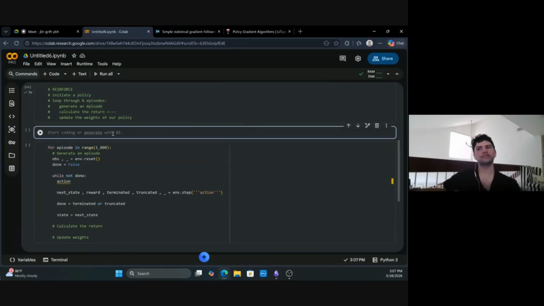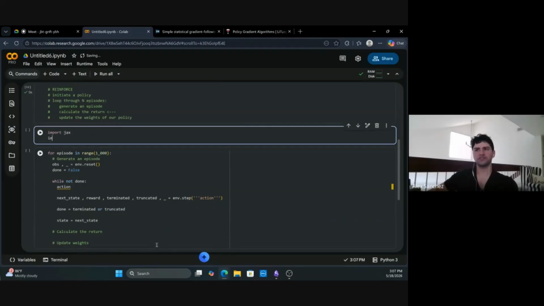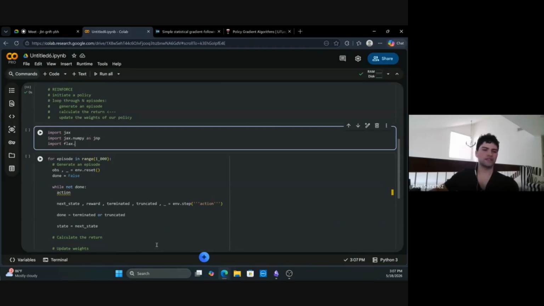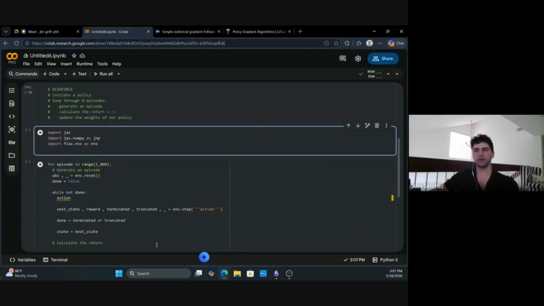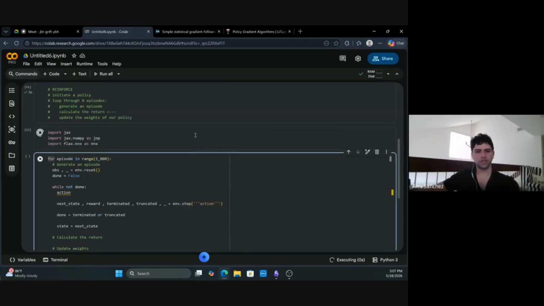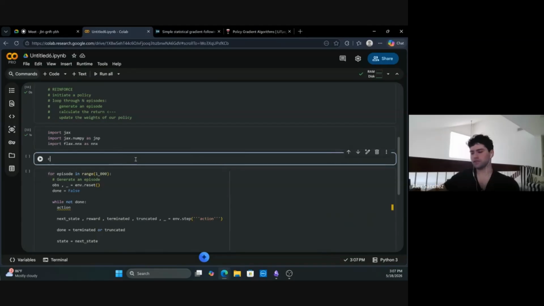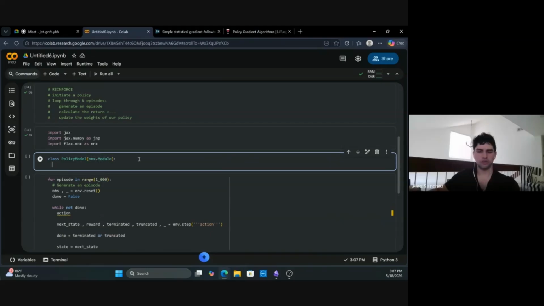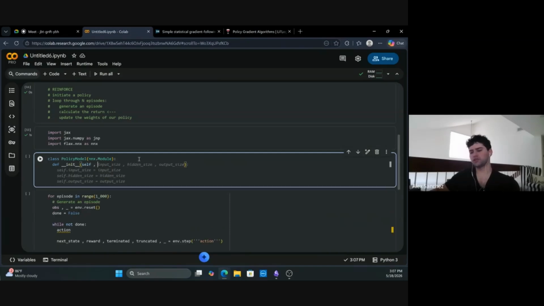So let's build a quick neural network in JAX. First import jax.numpy as jnp, and we're going to use the Flax NNX API. So let's load those in and make our model. Let's call it the policy model, and it passes nnx.Module through. Let's initialize this model. Let's just do one hidden layer, and that's it.